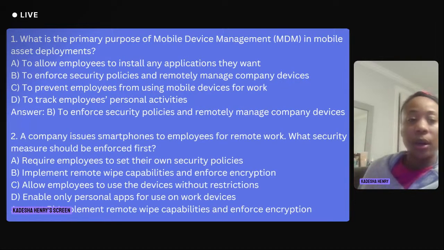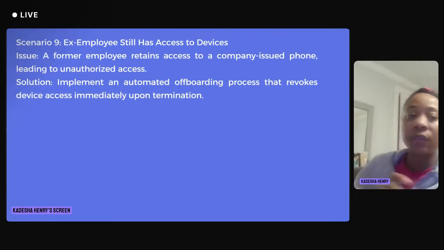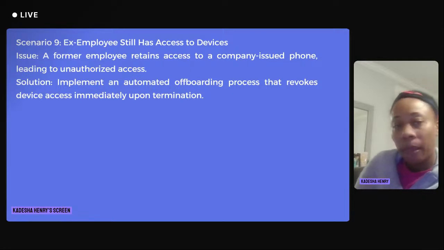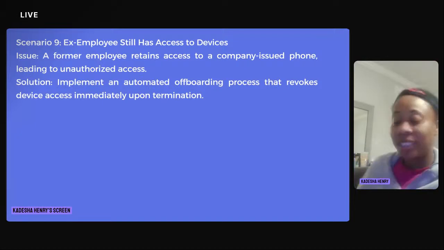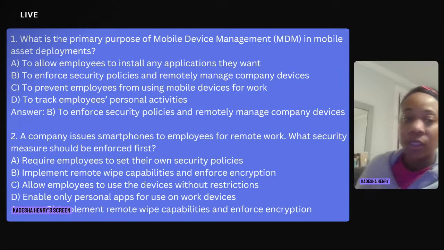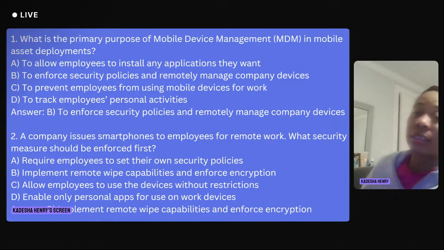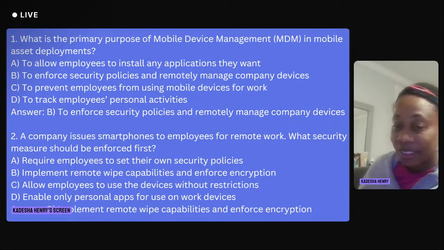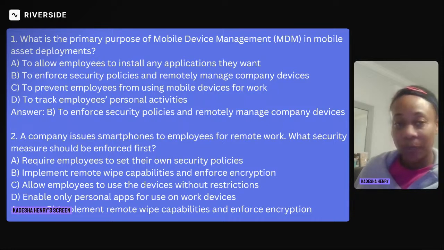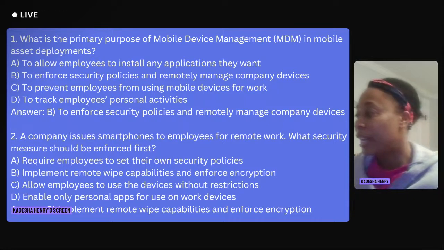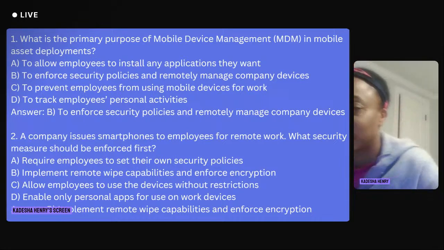Let's look at another one. Okay, so I guess that was it for the scenario. The ex-employees still have access to the device, guys. Let's look at some multiple choice questions that can help to reinforce what we just learned. Very interested, right, in how these devices work in the organization? Extremely interested.